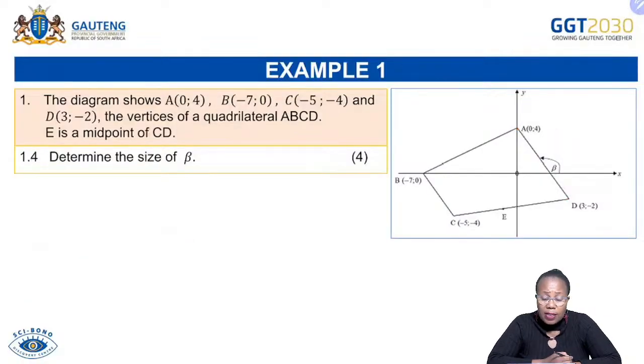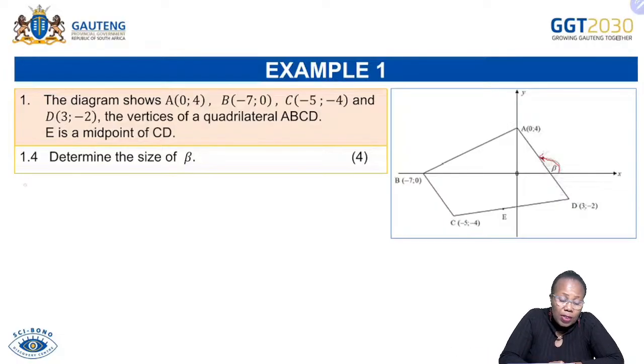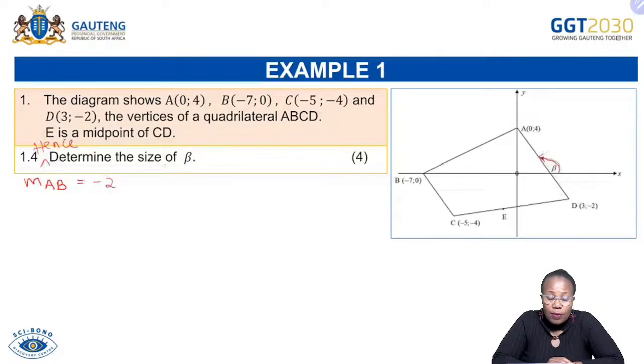And then determine the size of beta now. Beta is that angle from the x-axis anti-clockwise to line AB. Since it is touching line AB, that means we need the gradient of line AB that we have just calculated above as a -2, grade 12, okay? So we need a gradient of AB. We have just calculated that it is -2 above. This was supposed to be a hint question because you are using your previous answer. And then now we want to calculate size beta.